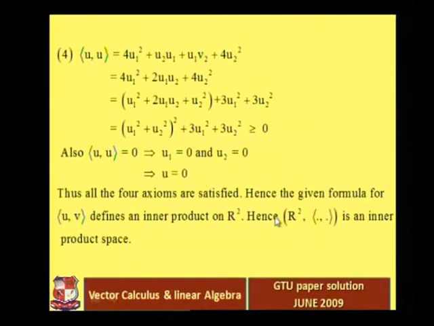Thus all the four conditions are satisfied. Hence the given formula for inner product ⟨u, v⟩ defines an inner product on R2, and hence R2 is an inner product space.